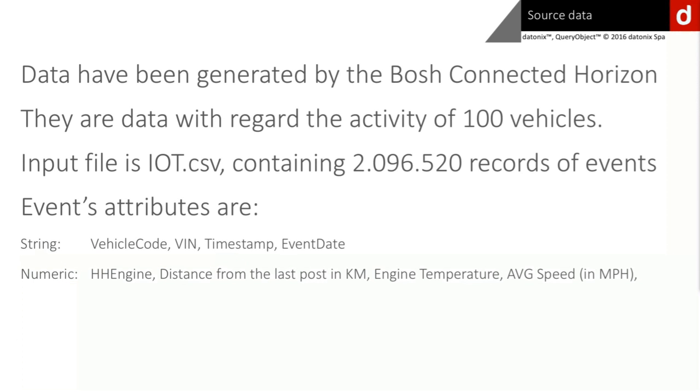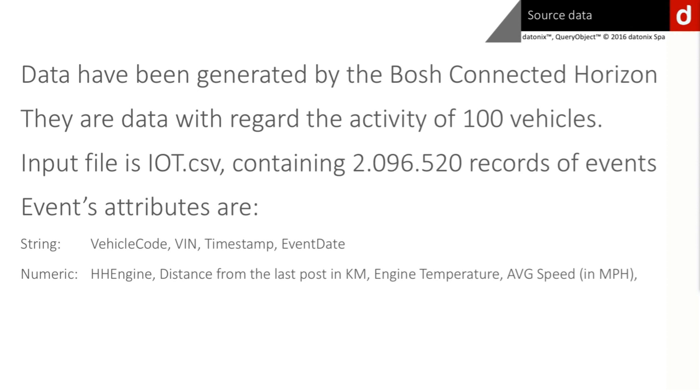In the following few minutes, we will present the key features of the Datonix Personal Edition Data Scanner. The data source contains data coming from Bosch control units installed on 100 vehicles. The input file is a CSV and it is named IAT. It contains 2 million records of events collected over 1 year.